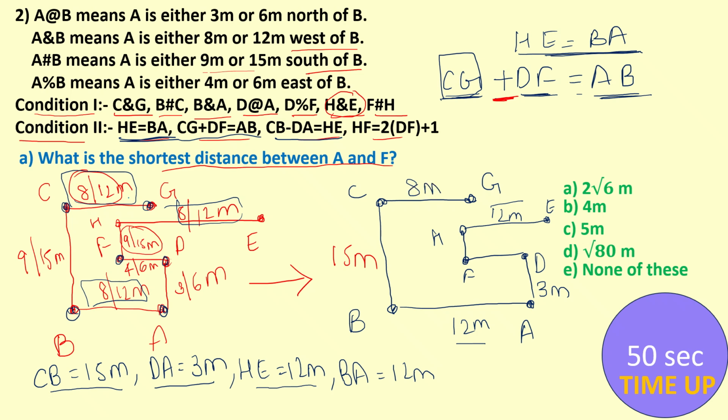Understanding? Because 12 meter is already your AB distance and HE distance. So 8 can't be placed in HE or AB distance. It should be placed in CG distance. So that's why CG is 8 meter. Okay. Then DF. Can you find out DF?